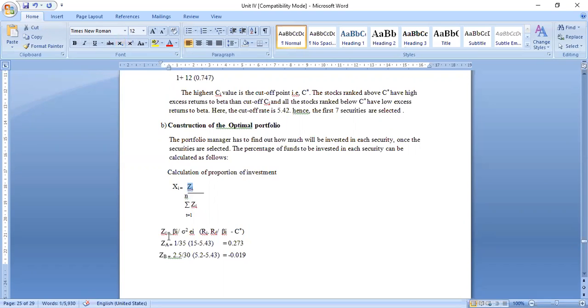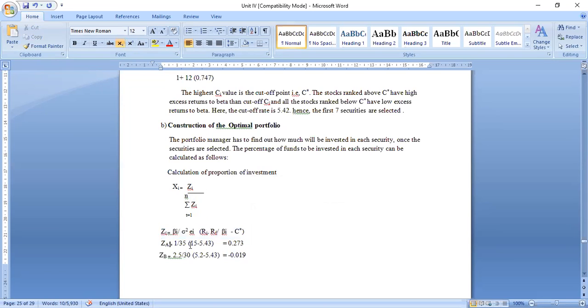Okay, so Zi, the formula is beta i divided by residual variance, into (Ri minus Rf divided by beta i) minus C star. Now what is C star here? The C star is the value of the cutoff rate. So we have to remember the formula for Zi. And then how are we going to insert the values in the formula? Each of these Zi values, that is of A, B, C, D individual securities, is divided by the summation of all the securities that are taken above the cutoff point. Okay. So this formula is important, and accordingly we will substitute the values here.